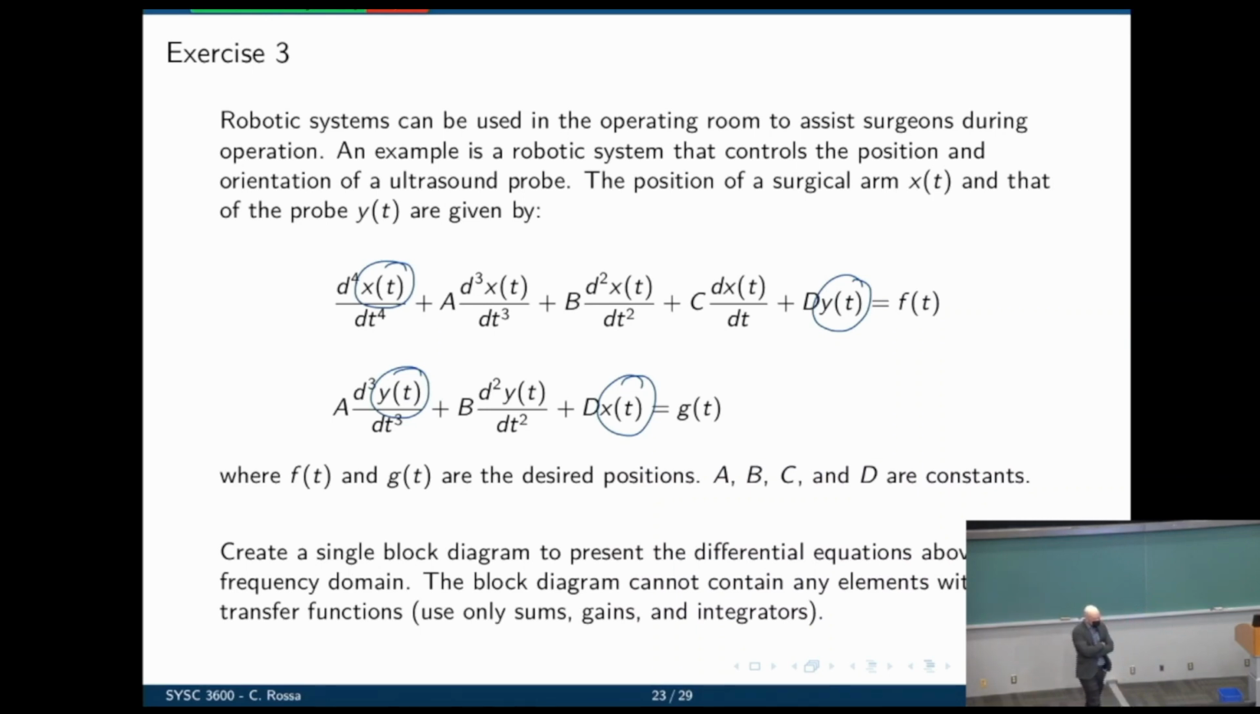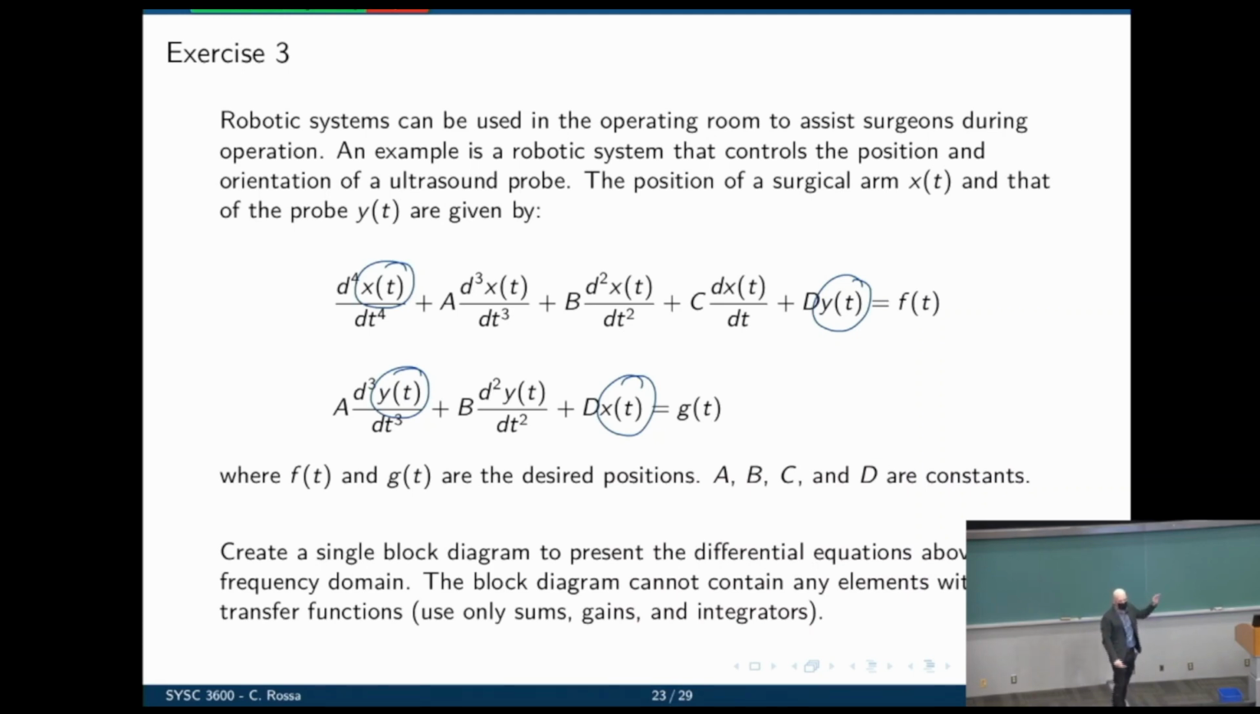And we want to create a single block diagram to represent differential equations in the frequency domain. The block diagram cannot contain any elements with transfer functions. Only use sums, gains, and integrators. Oh, this is going to be fun. Yeah. Okay, so two differential equations.